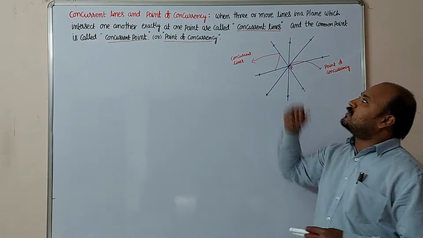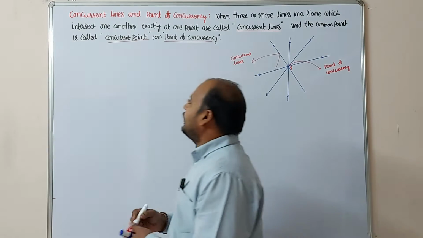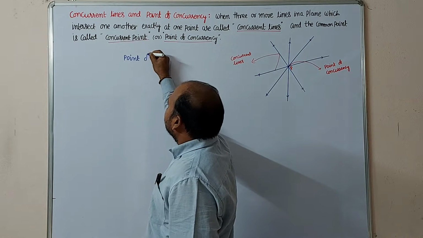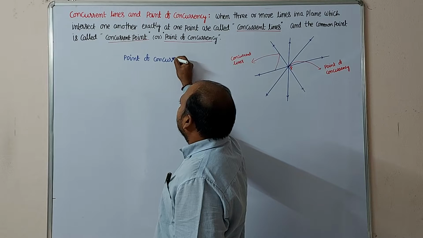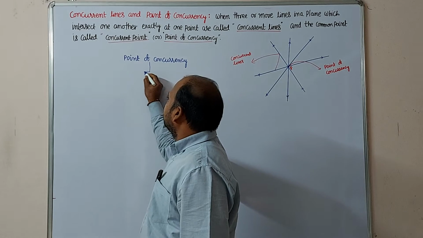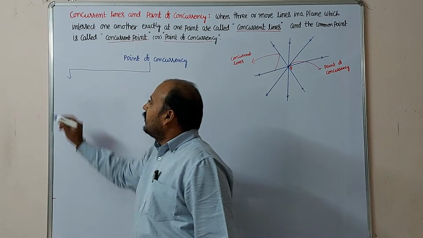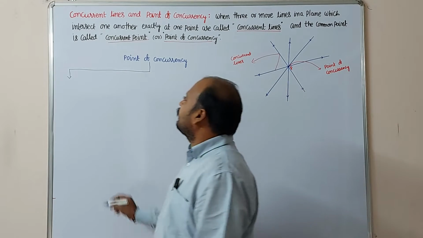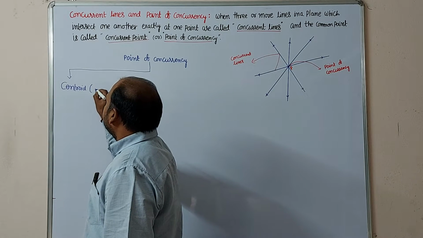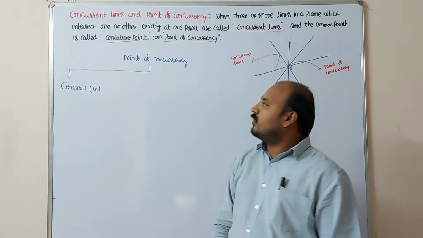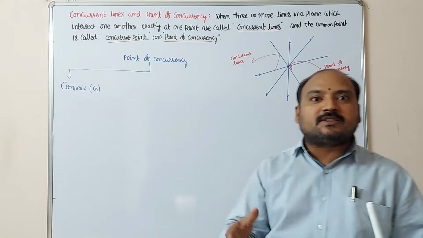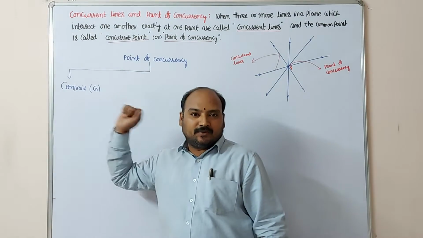So what are the points of concurrency? These concurrent points can be divided into types. The first type of point of concurrency is the centroid. It is denoted by G. What is meant by centroid? The point of intersection of the medians of the triangle is called the centroid.